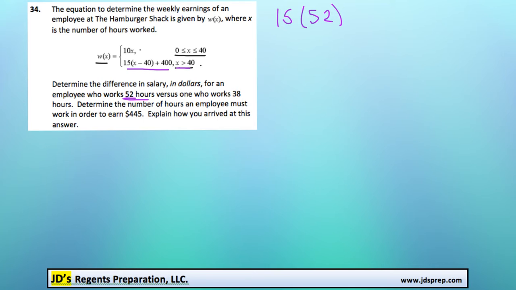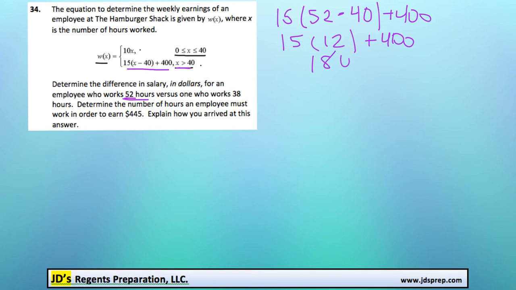So it'll be 15 times (52 minus 40), and then plus 400. 52 minus 40 would get us 12. 15 times 12 is 180. And 180 plus 400 is $580.